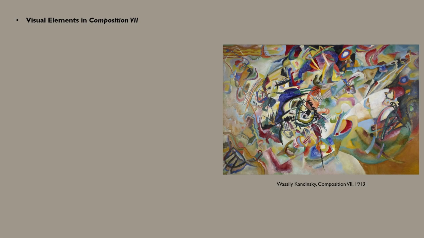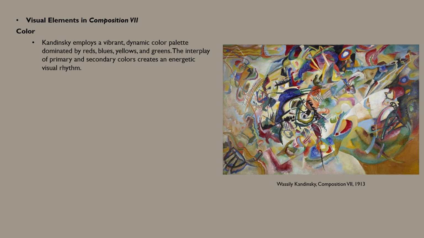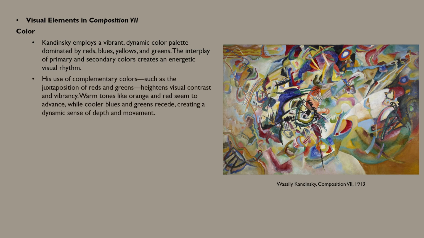For this analysis, we're going to look at Composition 7 by Vasily Kandinsky, which was executed in 1913. First, looking at the color, Kandinsky employs a vibrant, dynamic color palette that is dominated by reds, blues, yellows, and greens. The interplay of these primary and secondary colors creates an energetic visual rhythm. His use of complementary colors, such as the juxtaposition of reds and greens, heightens the visual contrast and vibrancy. Warm tones like orange and red seem to advance, while cooler blues and greens recede, creating a dynamic sense of depth and movement.